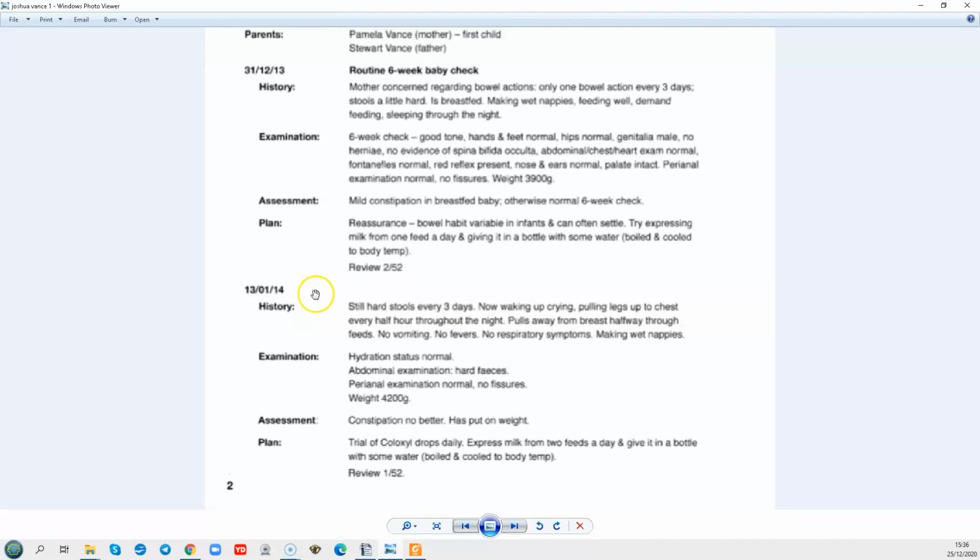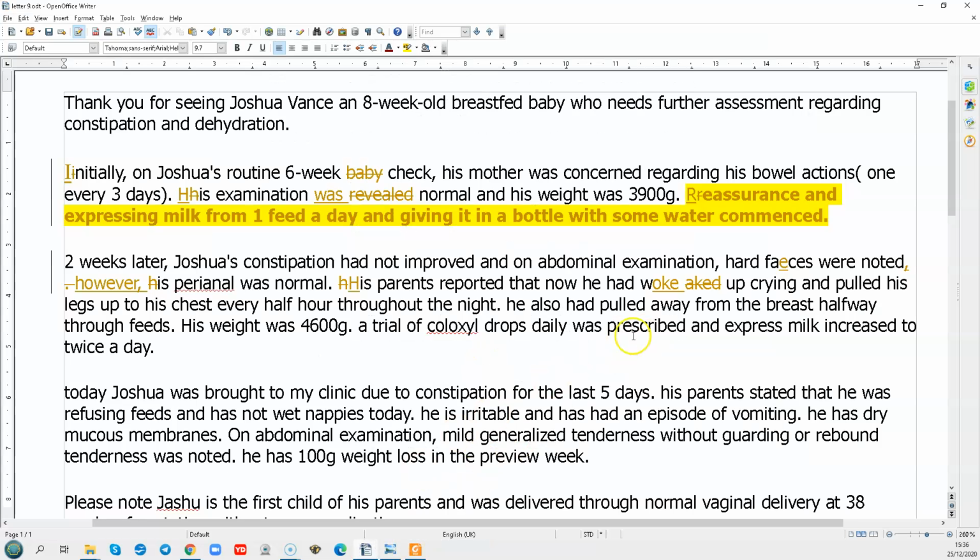So, that's a check, comes back 2 weeks later. Okay, still having hard stools, crying, pulling legs up to chest every half hour, pulls away from breast. That's virtually copied straight from the notes, is it not? So you need to paraphrase that. Otherwise, examiners will not be too happy if you simply copy from the case notes. That's not what you're supposed to be doing.